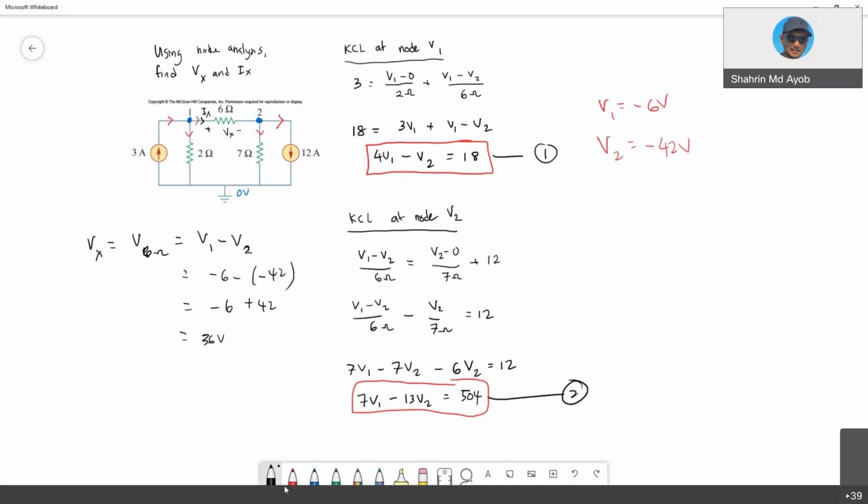Then Ix. Positive 36 means that the polarity that we have assumed is correct, positive on this side. Ix is Vx over the resistor value. Vx is 36 volts and the resistor is 6, so your Ix is positive 6 amperes. Meaning that our first assumption is correct, the current flows from node 1 to node 2.